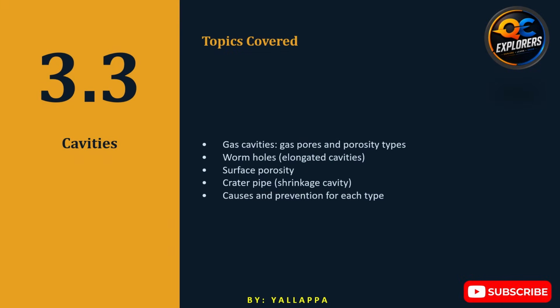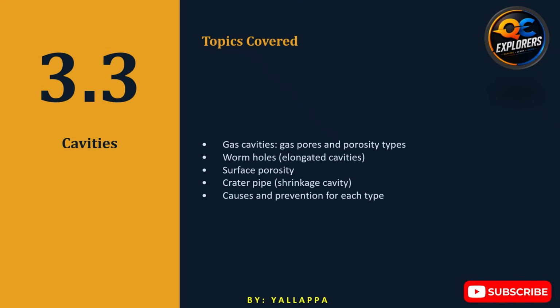We now move to the second major group, cavities. Cavities are divided into two broad mechanisms, gas cavities and shrinkage cavities. Gas cavities form when gas becomes trapped within the weld during solidification. Shrinkage cavities form because the weld metal contracts as it solidifies.